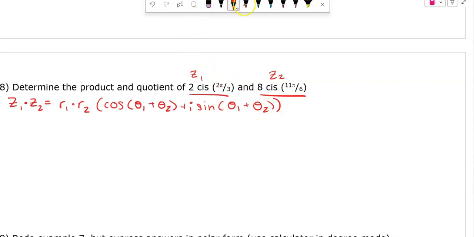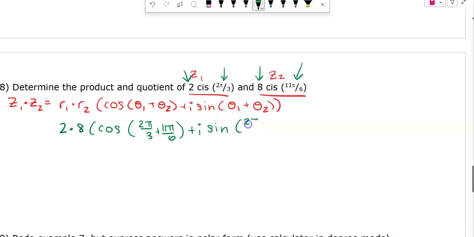So my R1 is this 2 and my R2 is this 8, so I have 2 times 8. Then theta 1 plus theta 2 gives me 2 pi over 3 plus 11 pi over 6, in both the cosine and the i sine. Let's figure out what that is. If I have 2 pi over 3 and I'm adding 11 pi over 6, I've got to multiply this one by 2, so it's really 4 pi plus 11 pi. That gets me 15 pi over 6.